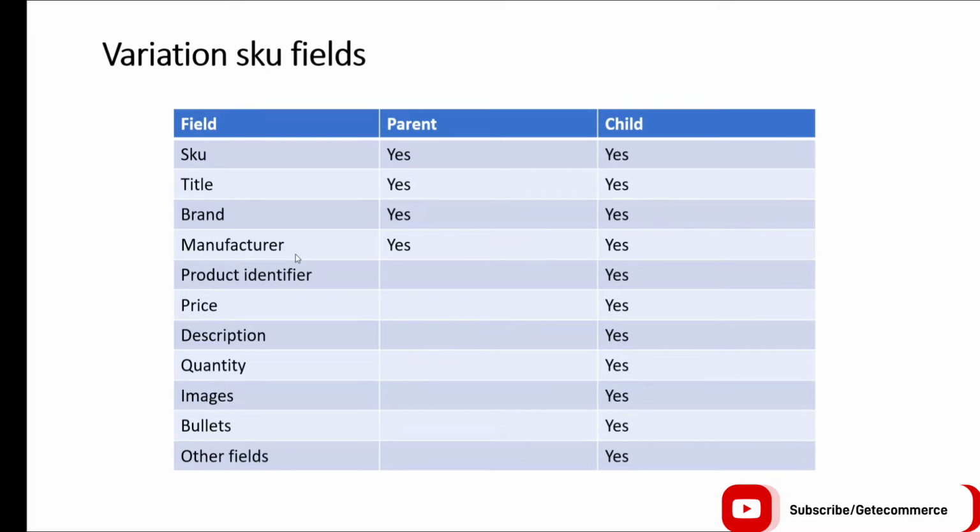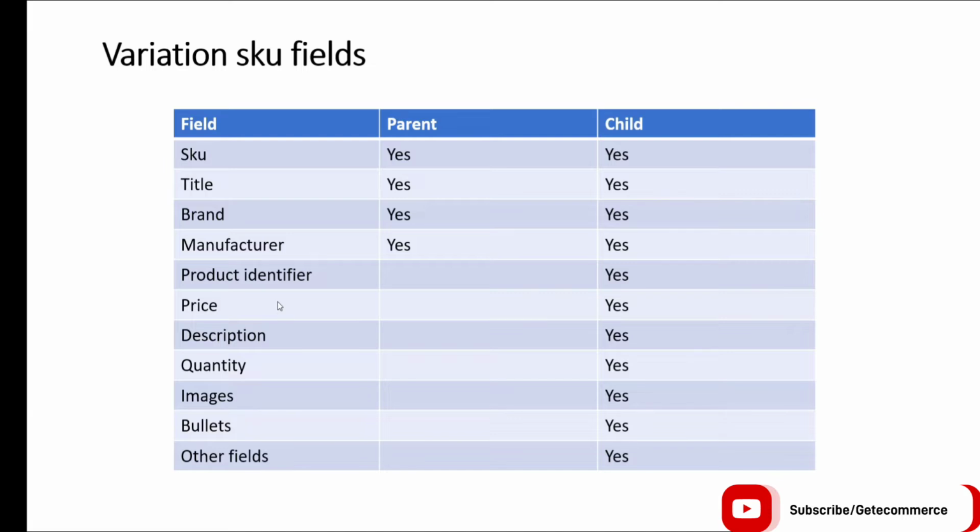Child SKUs are grouped together. For the parent, you will need a title, the brand, and a manufacturer, and also a specific variation field, but it won't need the product-specific information. For the parent, you don't have the product identifier or price or individual description or other features which are individual to a product. Let's now have a look at a flat file which creates variation SKUs in more detail.